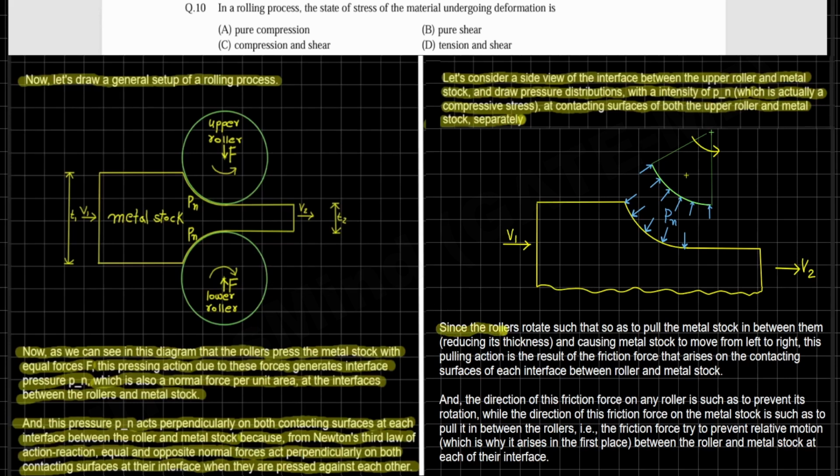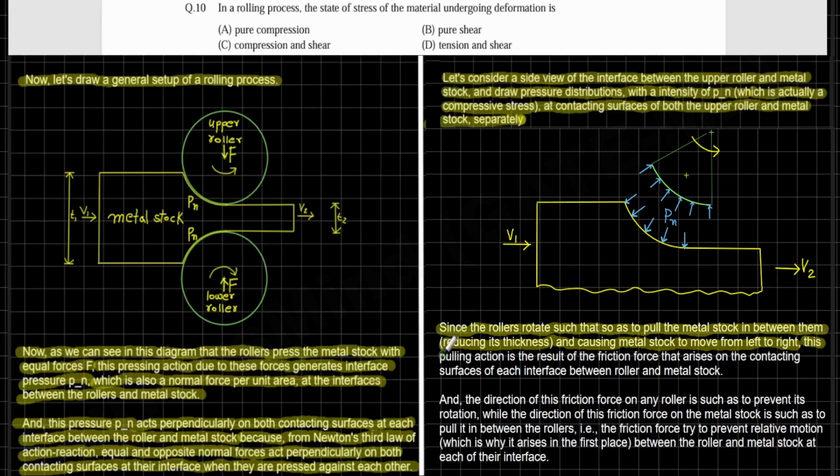Since the rollers rotate such that so as to pull the metal stock in between them, reducing its thickness and causing metal stock to move from left to right.